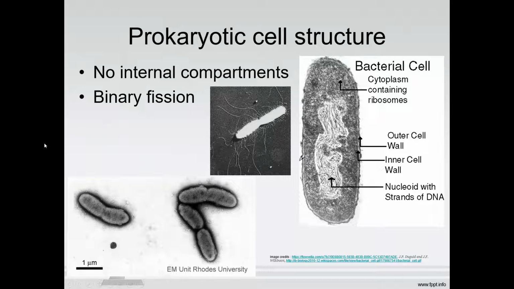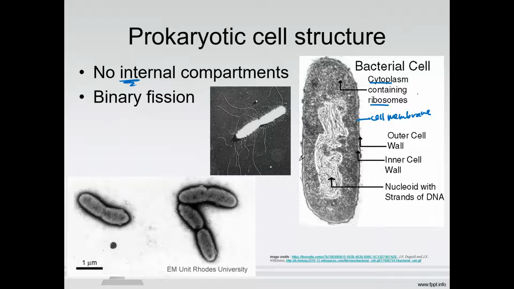let us see prokaryotic cell structure. So they don't have any compartments on the inside. They do have a cell membrane, but that is the only membrane in the whole entire thing. They do have some cytoplasm, so do we. They have ribosomes, so do we.